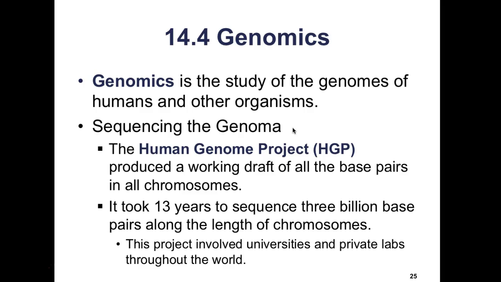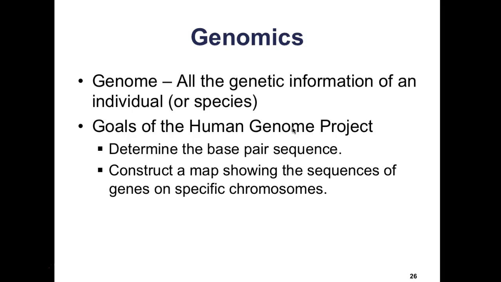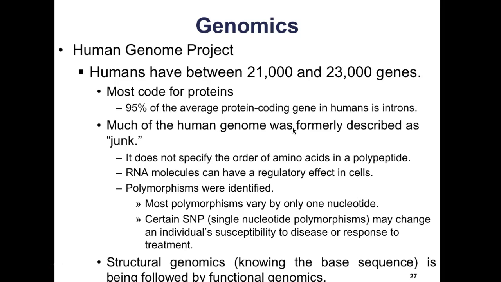So sequencing genome, basically the Human Genome Project, or HGP, produced a working draft of all the pairs in all chromosomes. It took 13 years to sequence 3 billion bases, along with the length of the chromosomes. The project involved universities and private labs throughout the world. So this is a collaborative project where you had many different institutions and industry working on sequencing the human genome. Basically, what is a genome? A genome is all the genetic information of an individual or a species. And the goals of the Human Genome Project were to determine the base pair sequence, construct a map showing the sequences of genes on specific chromosomes, so you can look at the gene loci.